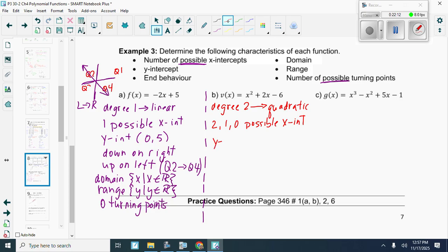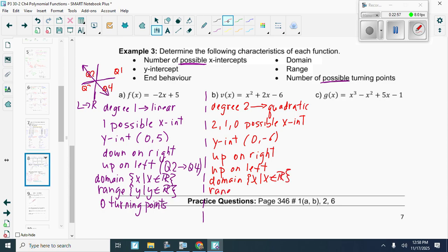What is this x-intercept here? Awesome, 0.6. Describe it for me. What's it doing on the right? It has a positive leading coefficient, so we're up on the right. What are we doing on the left with the even degree? Up on the left. Do we have restrictions with the parabola? Our domain, we don't. x such that x belongs to real numbers.